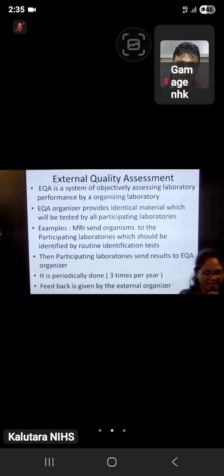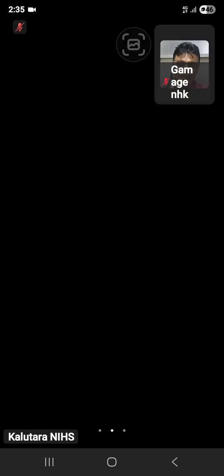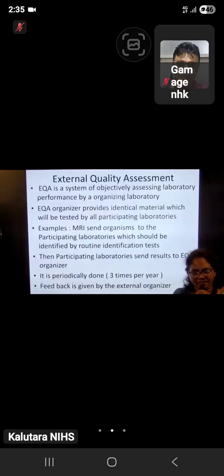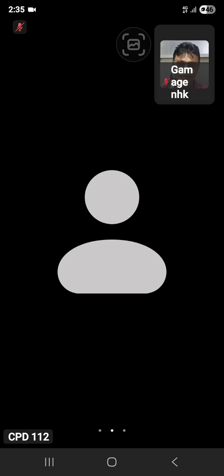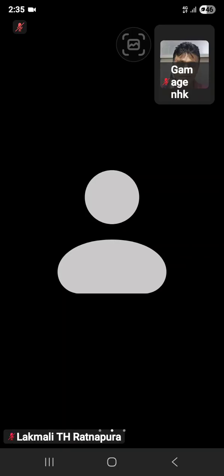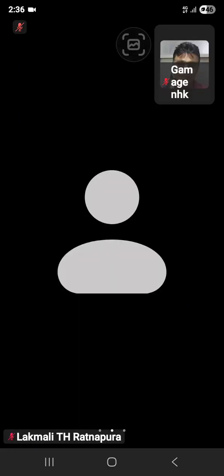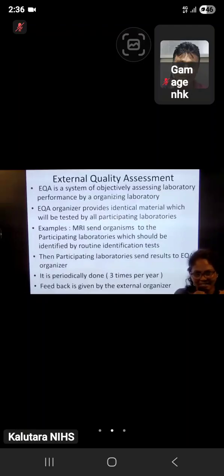Actually, there are two types of laboratories involved: the organizing laboratory and the participating laboratory. Who are us? We are the participating laboratory. Who is the organizing laboratory? External laboratory. EQA? Reference laboratory. What is that reference laboratory? In our system, MRI. Yes, MRI. That is the organizing laboratory. We are the participating laboratory, right?